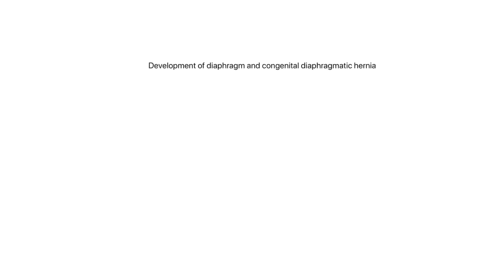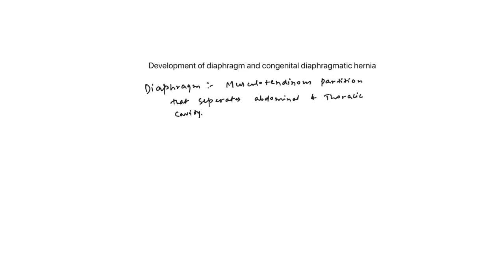What is diaphragm? We all know that diaphragm is a musculo-tendinous partition that separates abdominal cavity and thoracic cavity. So the development of diaphragm. Diaphragm develops from four parts.